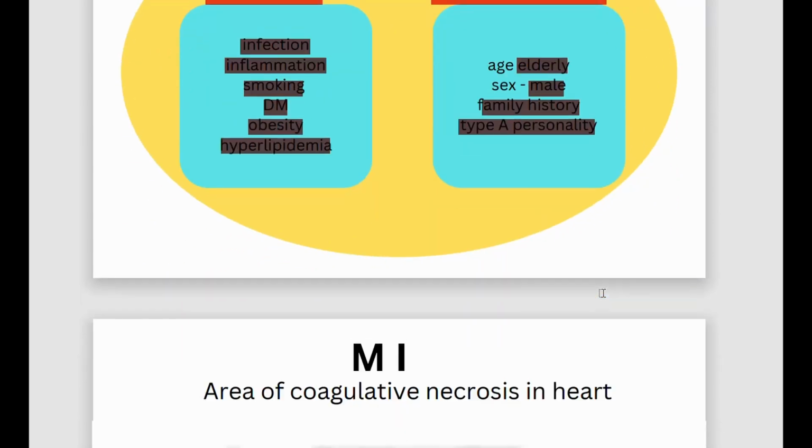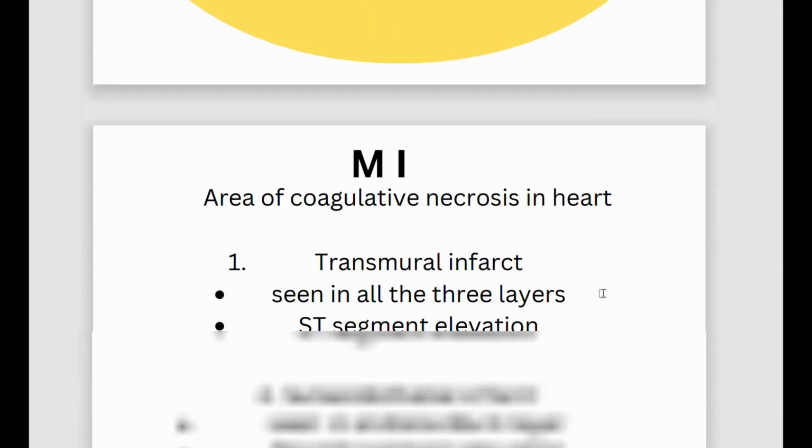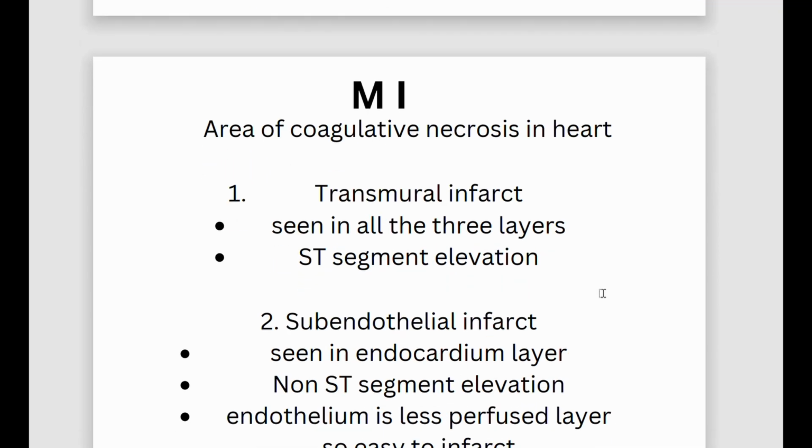So next we go in depth into myocardial infarction. So what is myocardial infarction? Infarction means an area of coagulative necrosis in the heart. So there is tissue death, that is coagulative tissue death, in the heart, which leads to myocardial infarction. This is of two types.